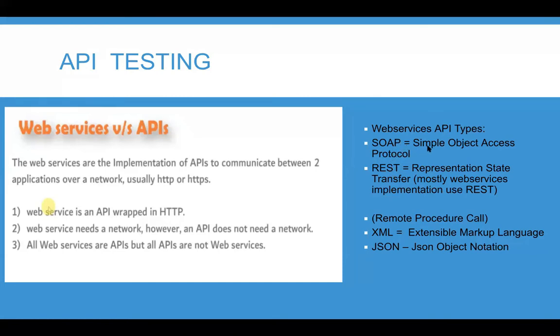So the SOAP one is called the Simple Object Access Protocol. In some interviews, they ask you what are the different types of web service. So if you mention SOAP web service and REST web service, you're good to go. SOAP is Simple Object Access Protocol, and REST is Representational State Transfer.